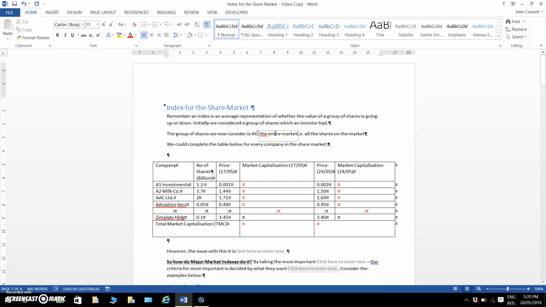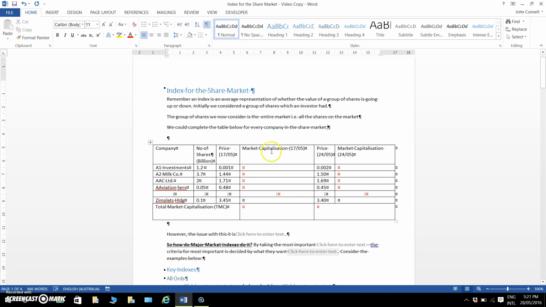Because we want to know whether the average value of the shares in the share market is going up and down, we're going to consider as our group of shares every single share there is on the Australian share market. So we can just have the entire market. That's what we're going to be looking at.